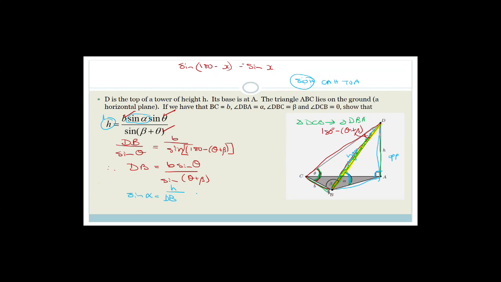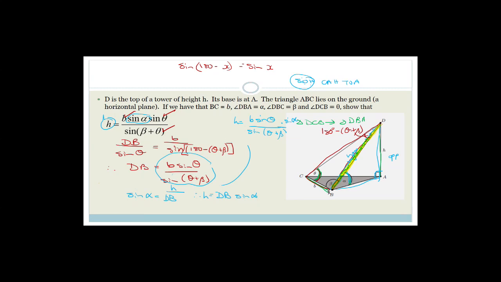So do you agree? I can say therefore that H is equal to dB sine alpha, but we've just proven that dB is equal to this. So therefore I can say, and I'm going to write it up here, that H is equal to this stuff here, which is B sine theta over sine of theta plus beta multiplied by sine alpha. Ta-da! And there we go, we've proven it.